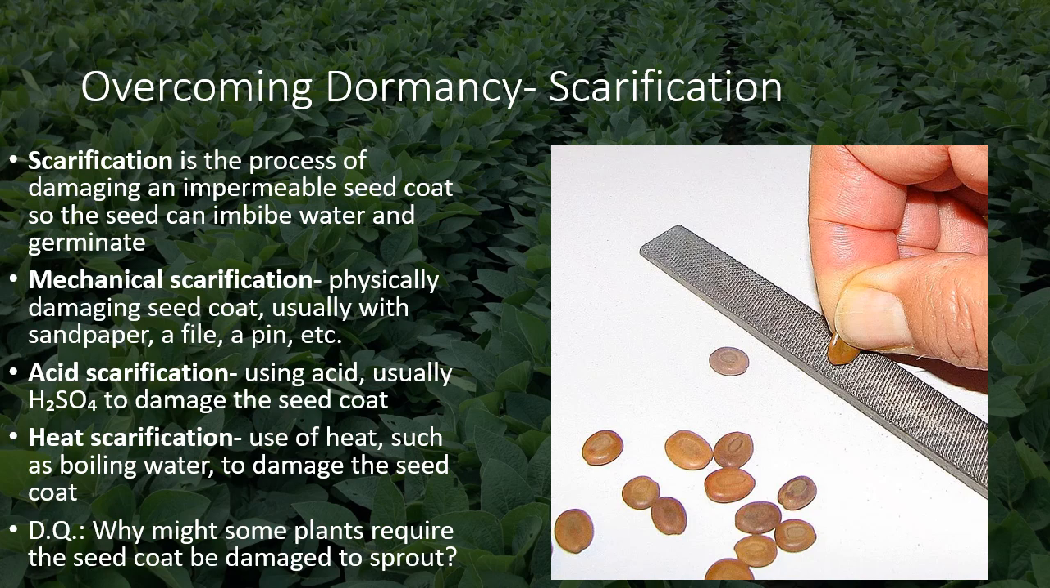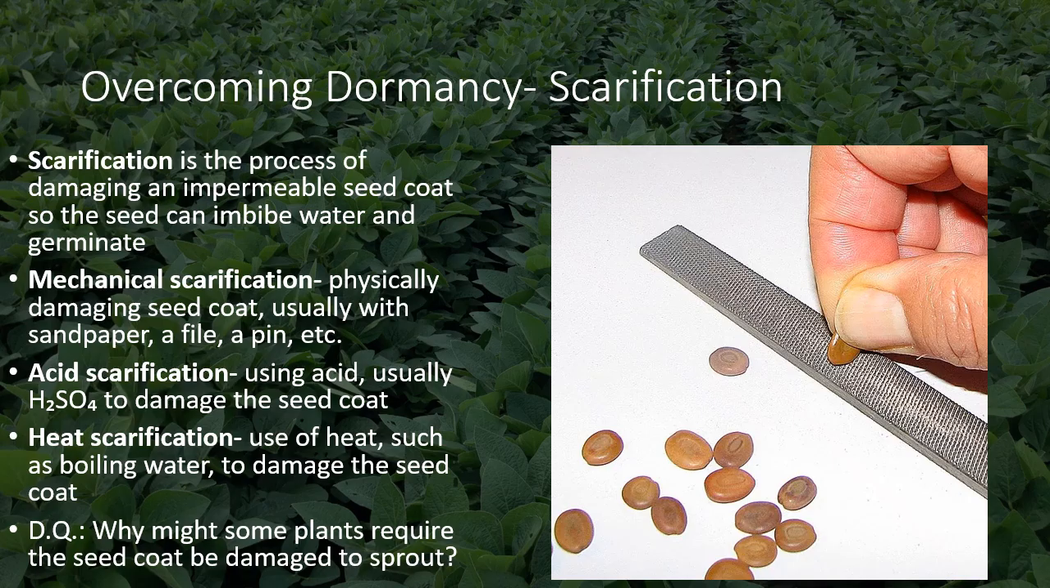Acid scarification is when we're using acid to basically do the same process of breaking down the seed coat so it can absorb water. Usually we're using sulfuric acid, which is H2SO4. You have to be super, super careful with sulfuric acid because it's a very, very strong acid and it can be very hazardous if not used properly. And you also need to make sure that if you ever do acid scarification, that your acid is diluted to the correct concentration, because if it's too strong, it can literally cook your seed.